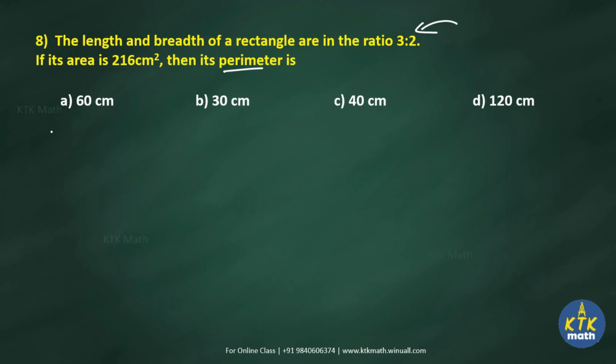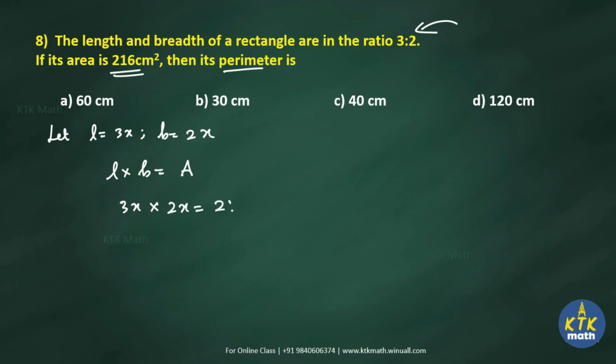So here, let the length be 3 times x and the breadth be 2 times x. We don't know the x value, right? It's unknown, so it's something like times. When a ratio is given, it's something talking about times. So 3 times x and 2 times x. What is given here? Area is given, so we know that length into breadth gives you area. So 3 times x multiplied with 2 times x gives you 216 there.